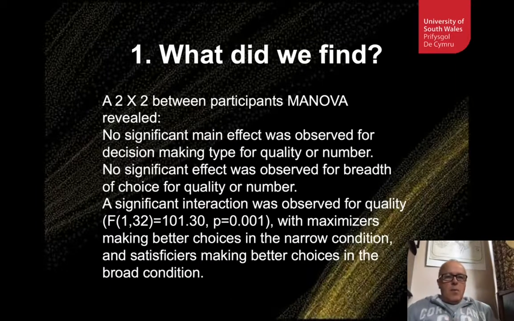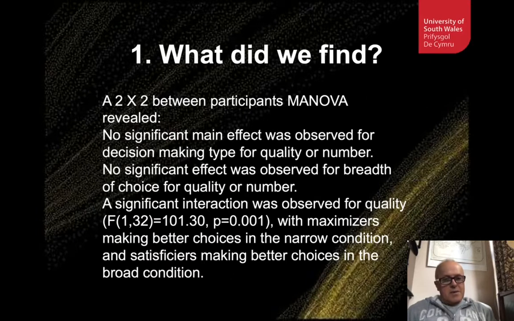So what do we find then? We carried out a 2 times 2 between participants multivariate analysis of variance, which revealed no significant main effect for decision making type, for quality or number. No significant effect was observed for breadth of choice, in terms of the choice set with which people were presented, for quality or number. There was a significant interaction observed for quality, and the F is for 1 and 32 degrees of freedom, 101.3, and is significant at 0.001.